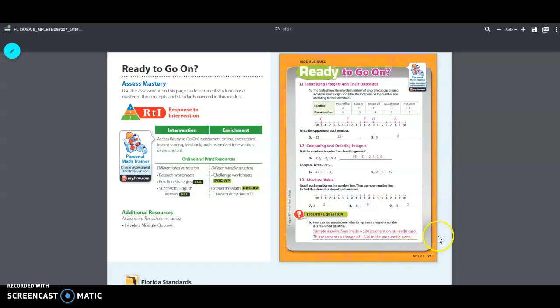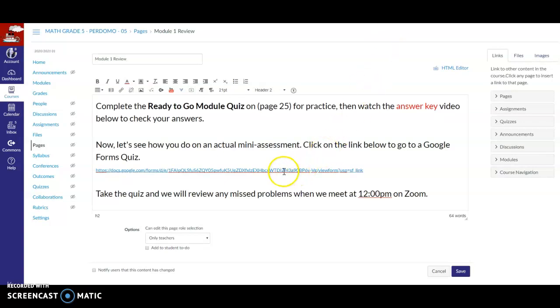It is now time for you to take a quiz on Google Forms. In order for you to do that, you're going to click on the link and it's going to take you directly to an 8-question quiz. All the questions have answers, so you'll know your score as soon as you are done with the quiz, and it's going to ask you for your name so I can keep track of everyone's scores. This will count as an actual mini assessment grade. And then we're going to go over any of those questions that we might have missed in our Zoom when we meet at 12 p.m.